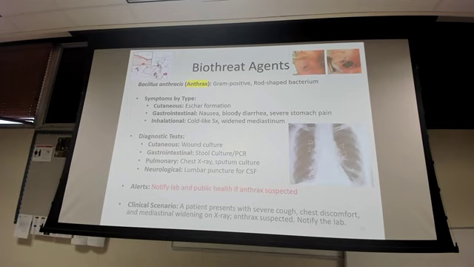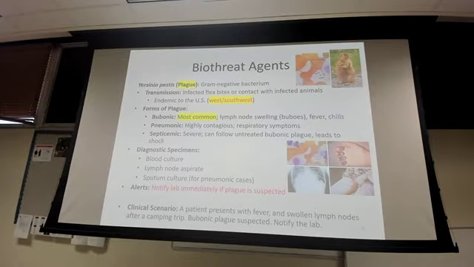All right, we have anthrax, which is Bacillus anthracis, a gram-positive rod-shaped bacterium. If you see it, just let us know and let public health know. All right, Yersinia pestis, the plague, a gram-negative bacterium. This is endemic in the west and southwest, and the most common form is bubonic plague.